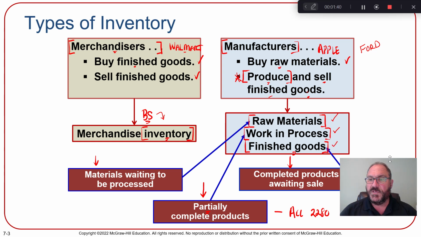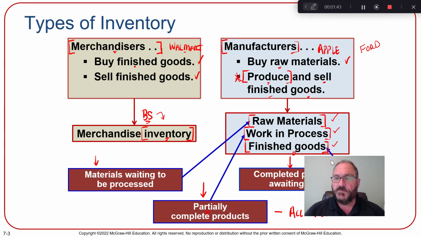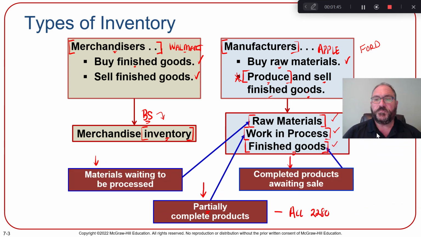Now, let me move this guy right here. Oops, let's move you over here. So then they have completed goods, completed products that are awaiting sale. And again, these are partially complete products and these are materials waiting to be processed, okay? So when you're looking at a balance sheet, you can actually say, well, they only have inventory. That means they're a merchandiser. If you see raw materials, work in process, finished goods, then you know they're actually a manufacturer.